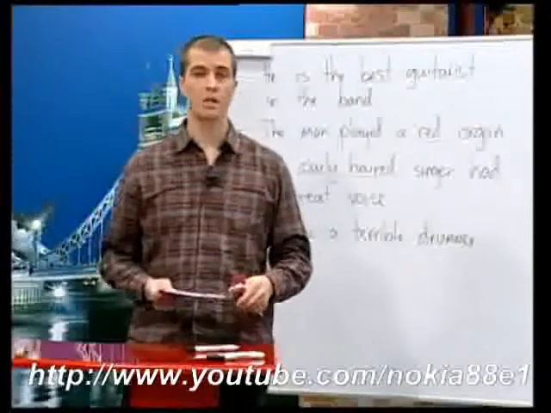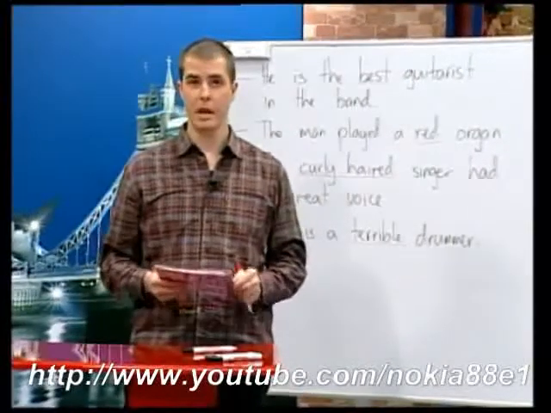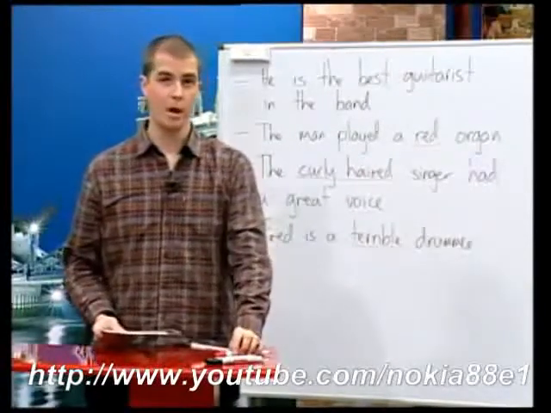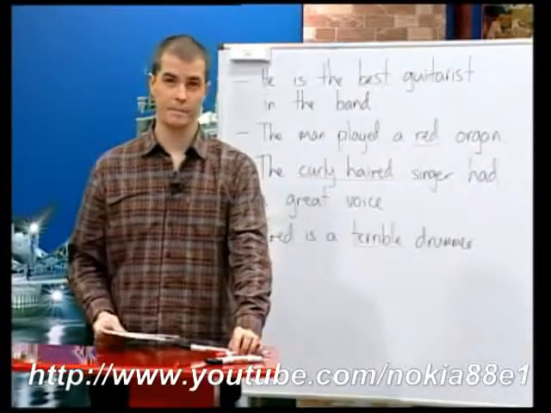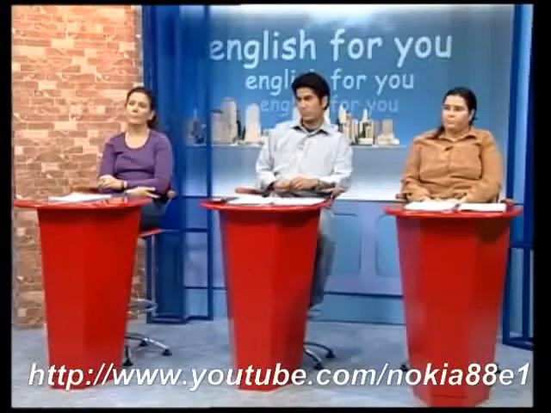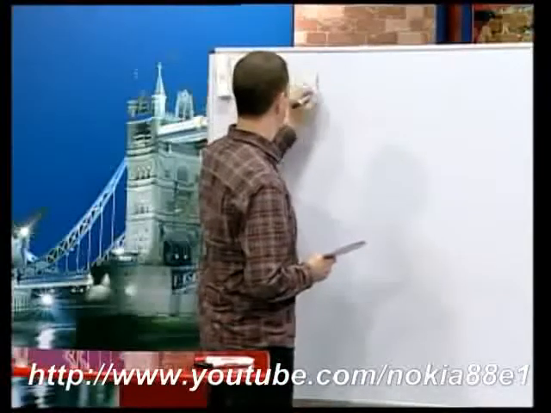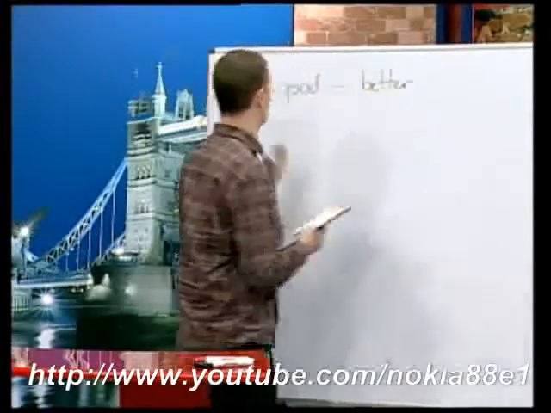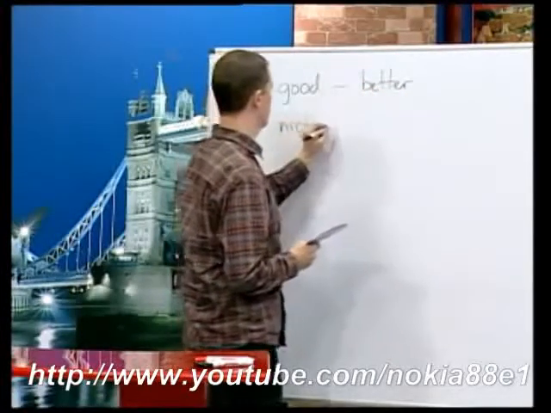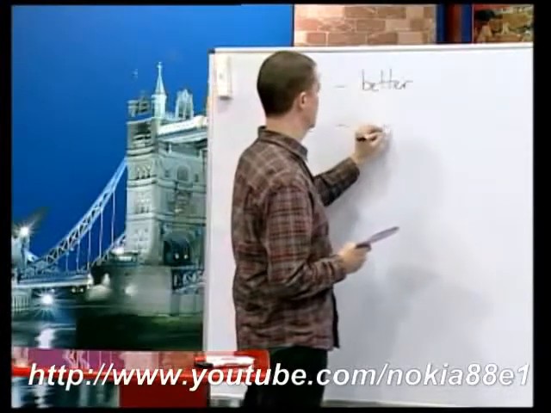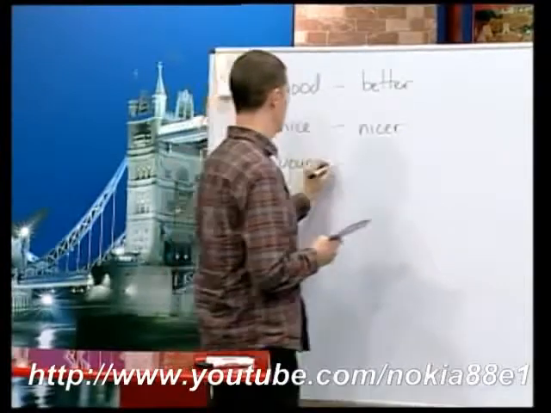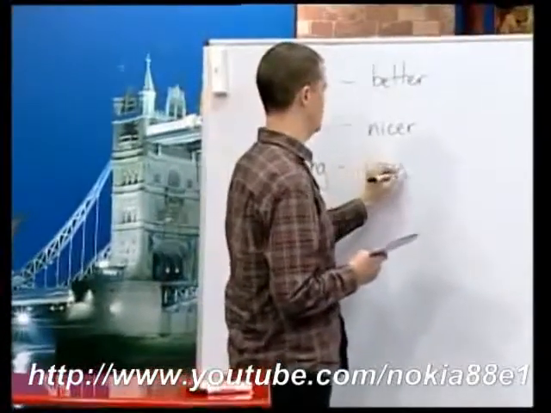So adjectives are words that give us more information about a noun or a pronoun. They can be used before or after the noun. Adjectives can be made comparative. Good becomes better. Nice becomes nicer. And young becomes younger.